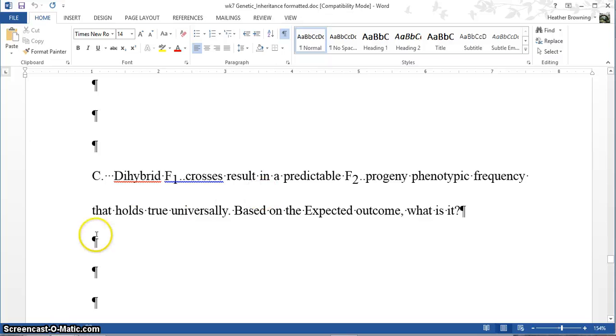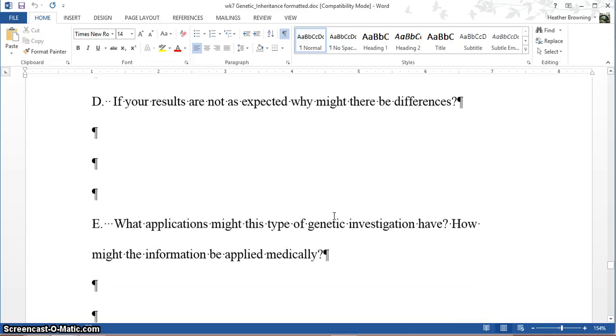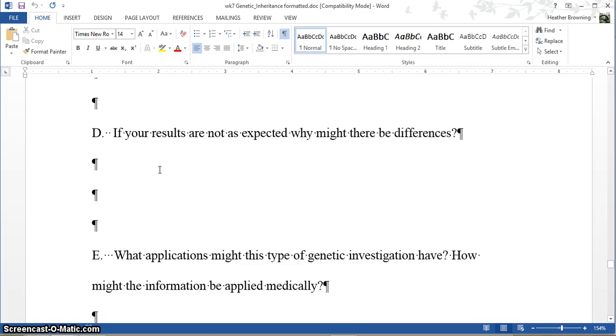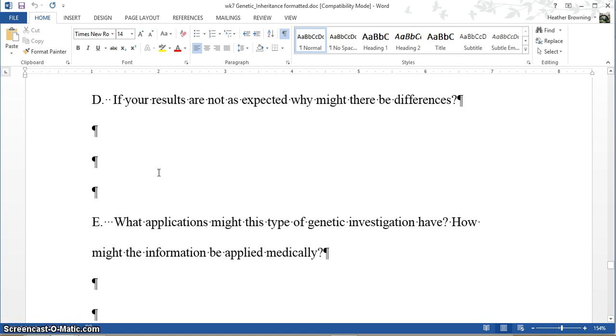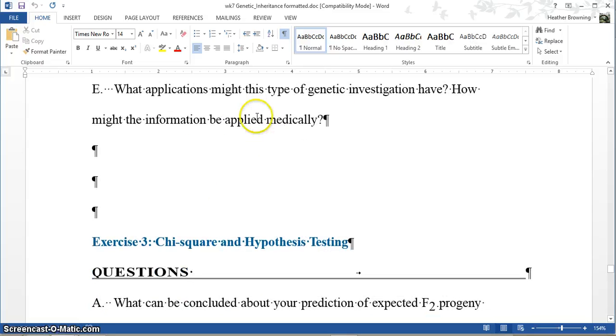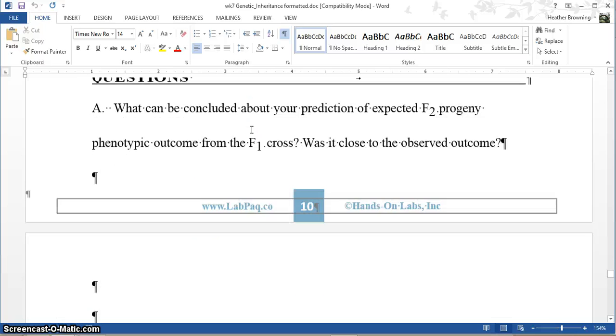Okay, it says progeny phenotypic frequency holds true universally. Explain, based on the experimental outcome, what is it? So what should it have been, and were you pretty close, kind of thing. Why might there be differences? So more or less, when do you think the ratio will hold the most true? Does it depend on maybe sample size? Application: how would you apply it? How might the information be applied medically?